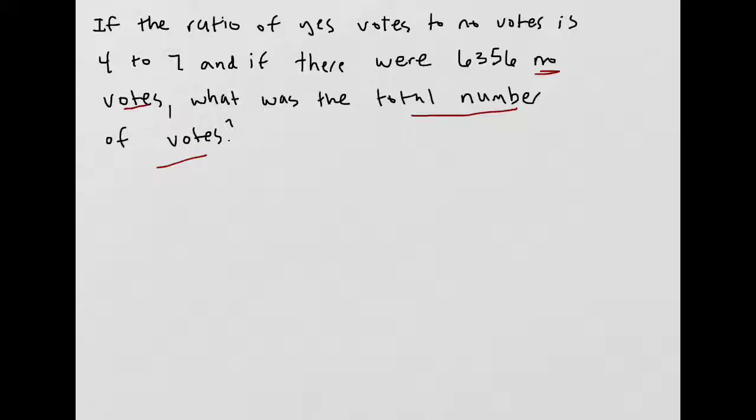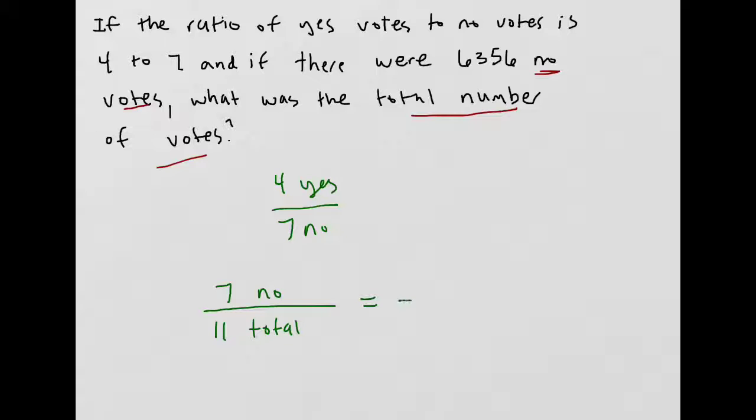So if you look at what we have initially, it says that for every 4 yeses, we have 7 no's. What that means, if we combine those 2 pieces of information, is that for every 11 votes total, 7 of those votes are no votes. So now I know that my no votes to total has to stay within the 7 to 11 ratio.